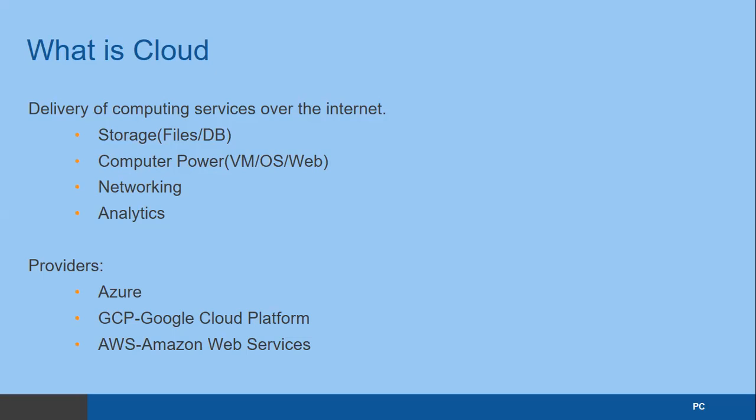Whatever you do in the on-premises environment, the same set of things will be provided, but they will be provided over the internet. There will be a single place from where you can access all those services over the internet. That is nothing but the cloud. So delivery of computing services over the internet is the cloud.